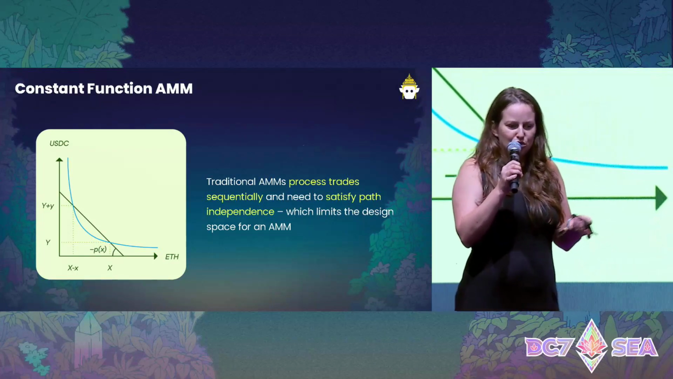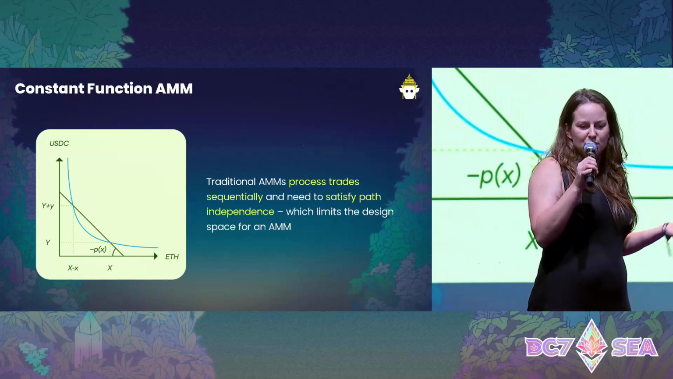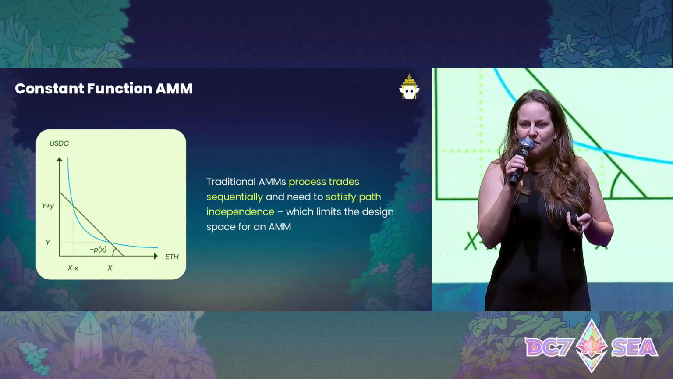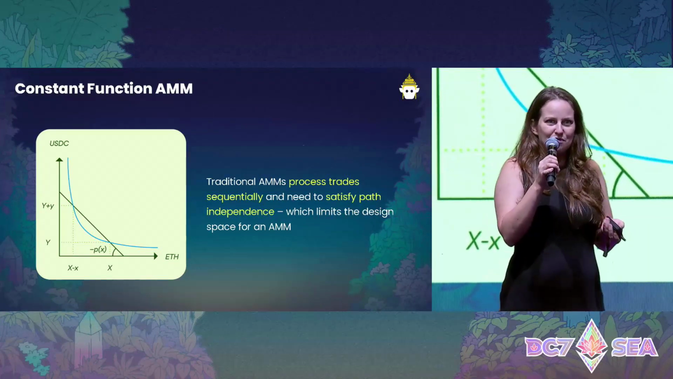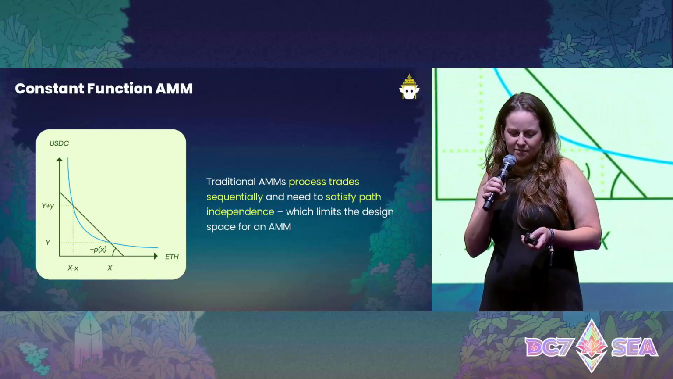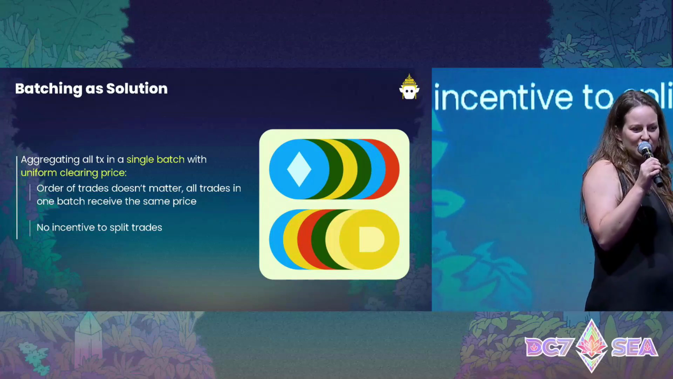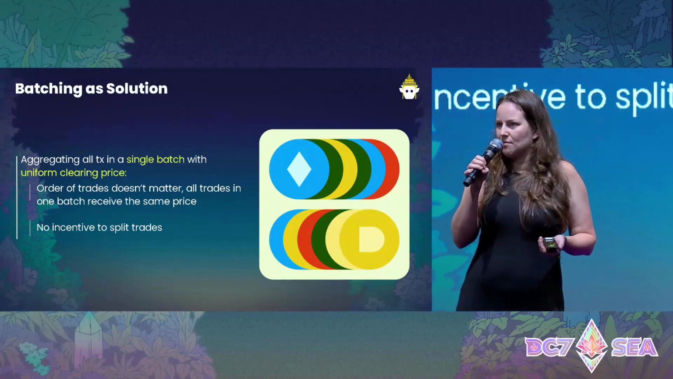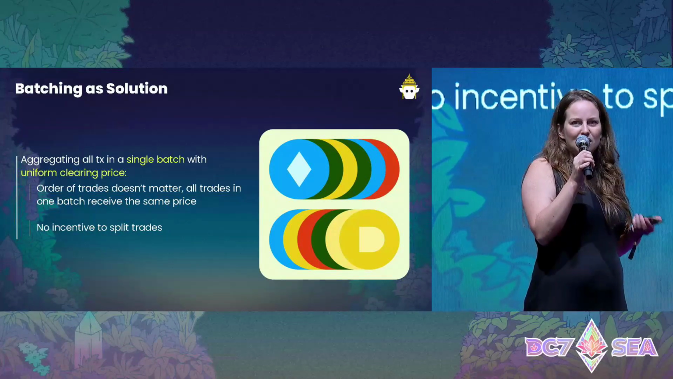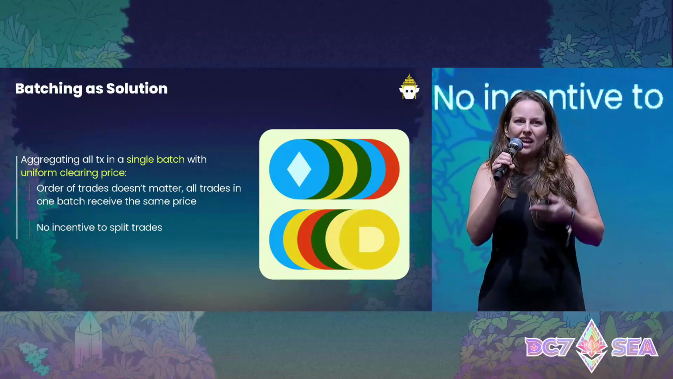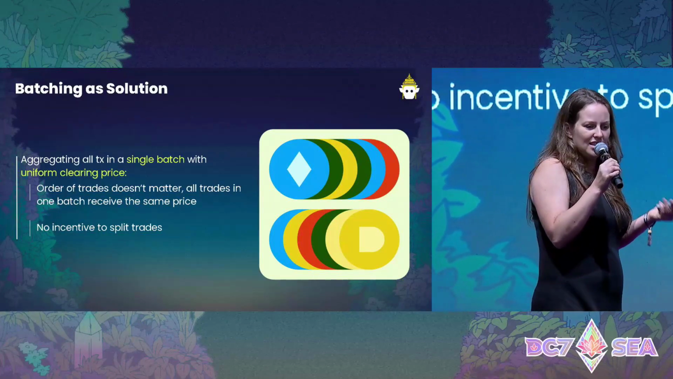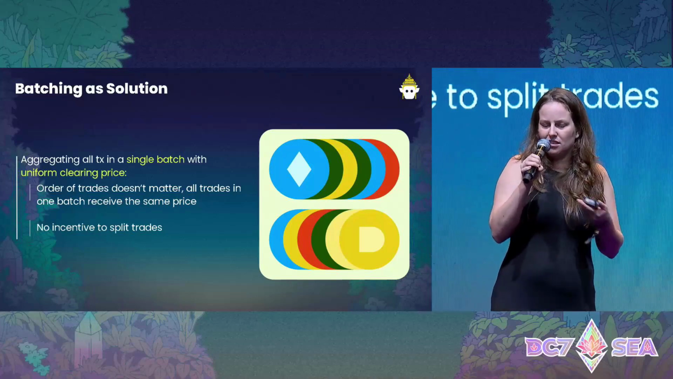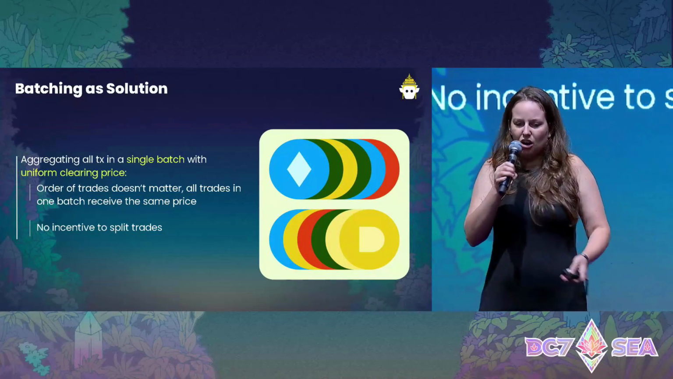So you basically have these two constraints on traditional AMMs, right? That you're processing trades sequentially and that you have to fulfill path independence. Now, we went back to the drawing board to see if there is a different way of how we can fulfill this or make this less problematic. So we looked into batching as a solution. If you collect all the transactions of a block into a single batch, and you execute them at a uniform clearing price, then the order of the transactions doesn't matter anymore because all of the transactions within this batch receive the same clearing price. And then it also doesn't matter anymore if users want to split their trades into multiple because in any case, the batch is re-aggregating all those trades.